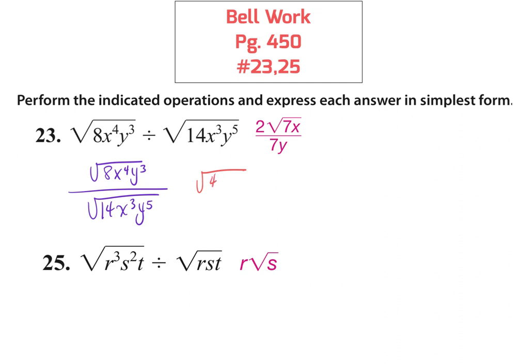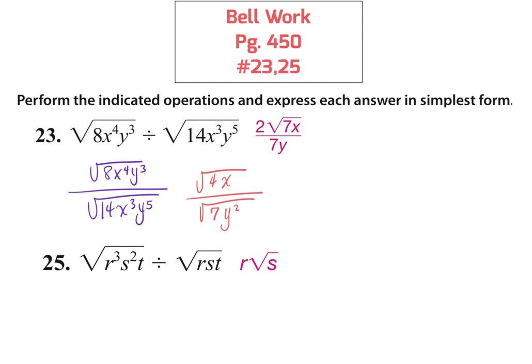2. So I would have 4 and I would have a 7 here, right? And then for the x to the 4th and x cubed, I can take 3 x's out, right? So I am ending up with just 1 x on top, right? We subtract. And then for the y, I have 3 y's on top and 5 on bottom. So that's going to end up with 2 y's here on bottom, right? So far, so good.